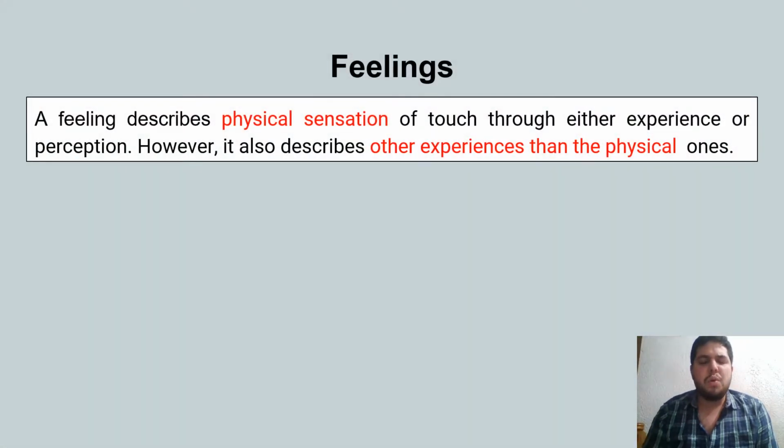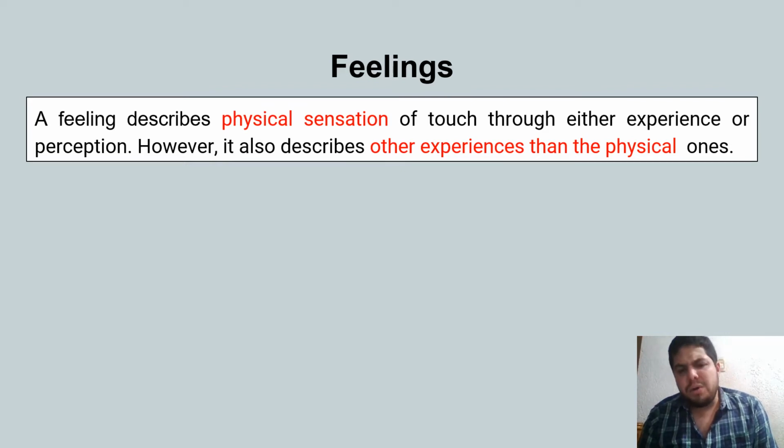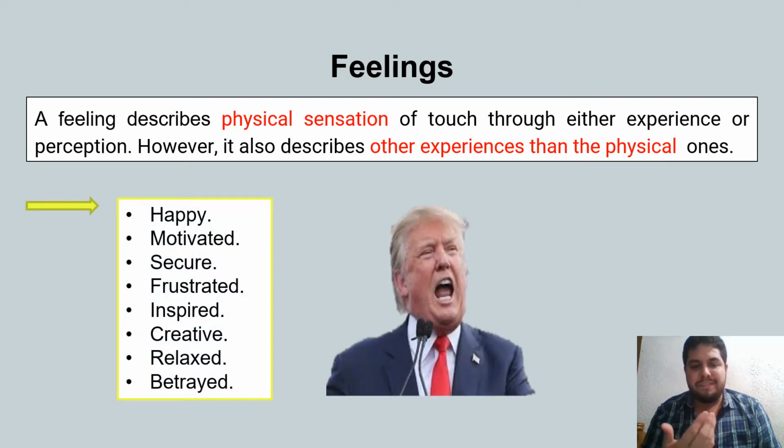Feelings. We can define feelings as a physical sensation of touch through different experiences or perceptions. But we can also describe it as not just a physical sensation; it goes beyond a physical one. So it could be physical sensations, but also more than physical sensations. Okay, so what are some examples of these feelings?